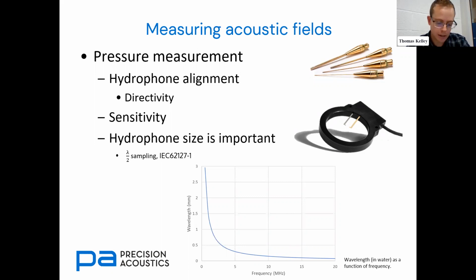Sensitivity is another key consideration. You must use a hydrophone with sufficient sensitivity to detect the signal you're trying to measure. If you're using a hydrophone with a sensitivity, for example, 100 millivolts per megapascal, and the signal you're measuring is only a kilopascal, then you're only going to generate 0.1 of a millivolt from your hydrophone. So if your oscilloscope has a 1 millivolt resolution, you won't be able to see the signal at all. Hydrophones are not one-size-fits-all. Choose them very carefully in context with the transducer as well.